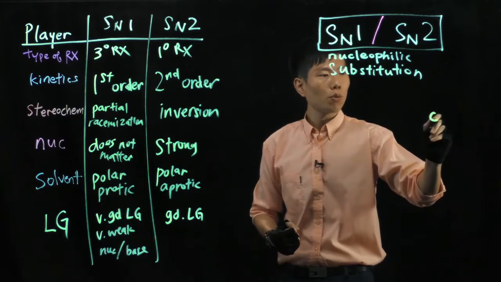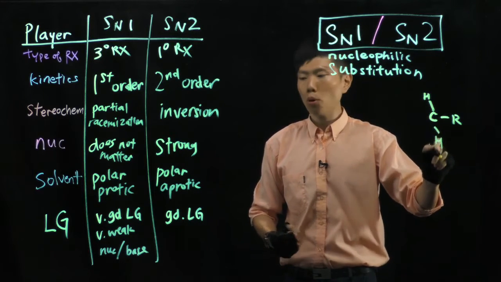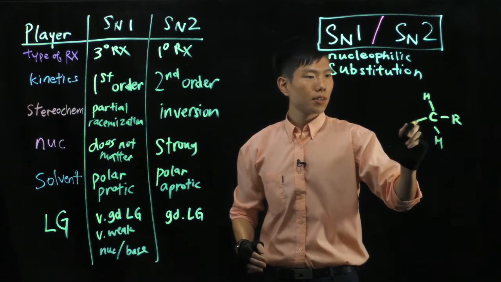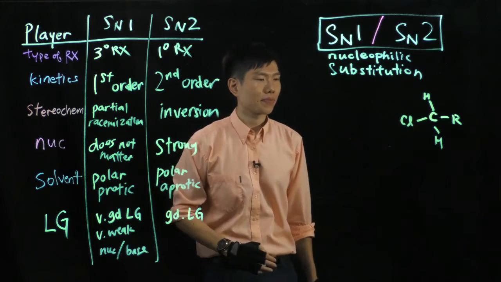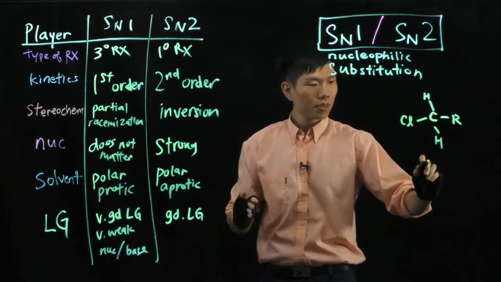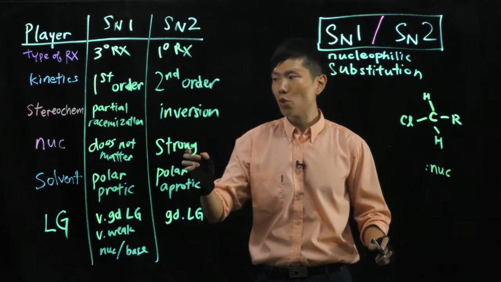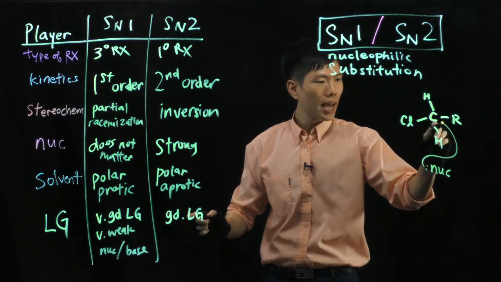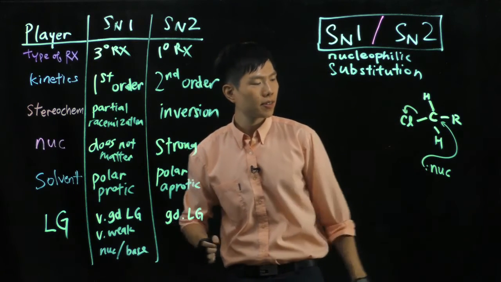So let me just provide one example for you, then we can consider better why polar aprotic solvent is good for SN2. So again, let's use chlorine as a leaving group. Now, we notice that SN2, there's only one step. So the driving force comes from the strength of the nucleophile, which is going to be very strong because you need to come in from the back of where the leaving group is and remove this chlorine.